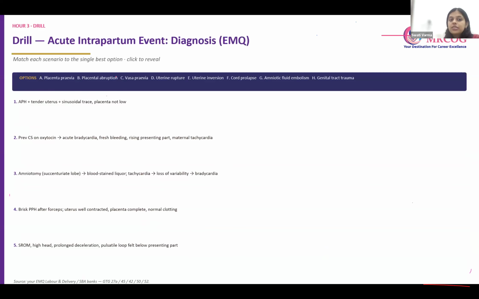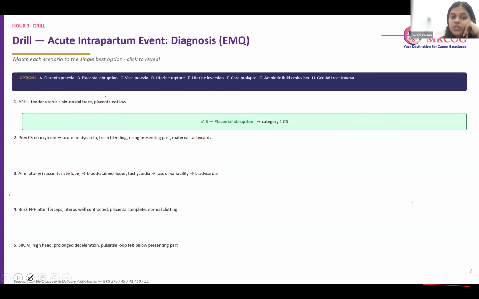Last one, match each scenario to the single best option. So here the options have been given: previa, abruption, vasa previa, uterine rupture, uterine inversion, cord prolapse. All these are acute intrapartum event options. Let's have a look at the scenarios. APH with tender uterus plus sinusoidal trace, placenta is not low. Sinusoidal means bleeding. So most probable option here is abruption. So she needs to be taken up for category 1 cesarean section.